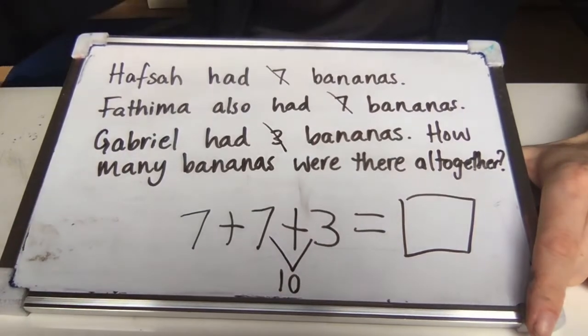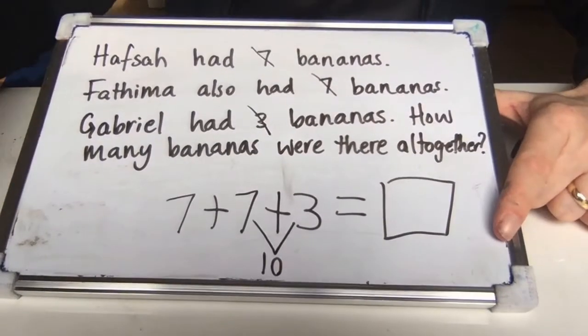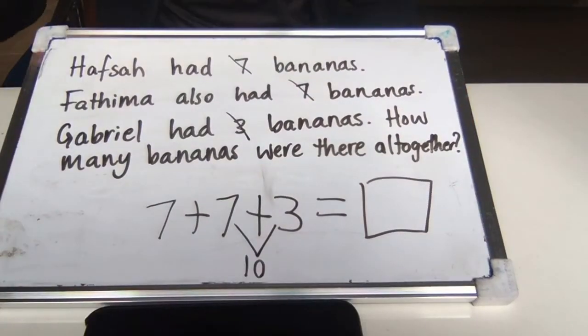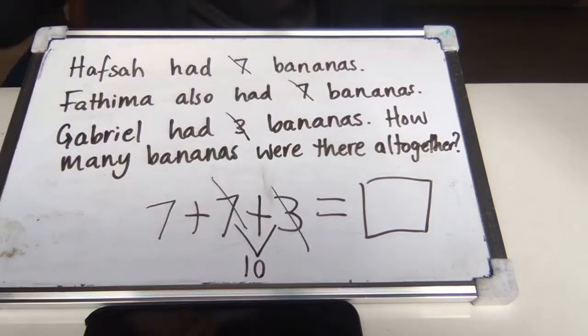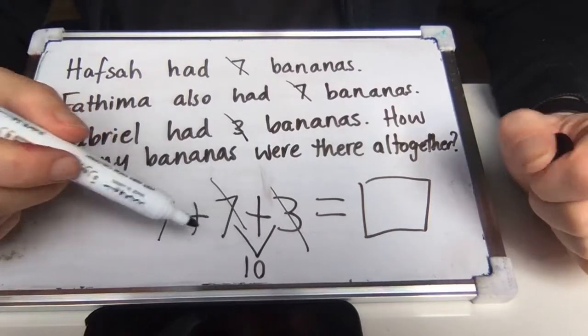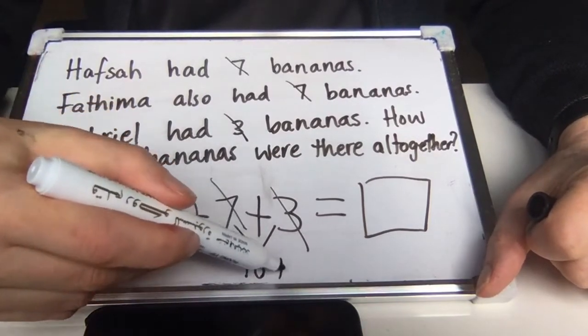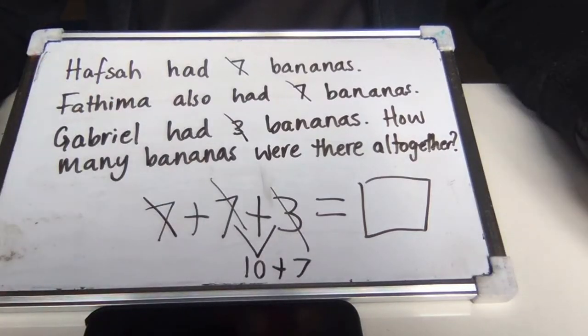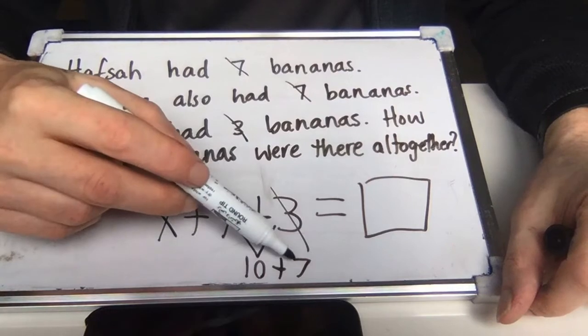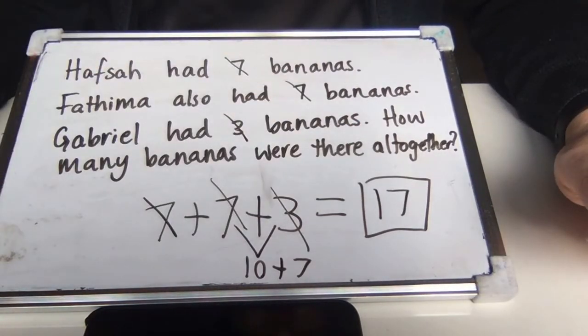So straight away we have one friendly 10. That means we have added the 7 and added the 3, and now we have a 10. And 10 plus 7 is what we have now. If we have 1 ten and 7 ones, we can also write that as 17.